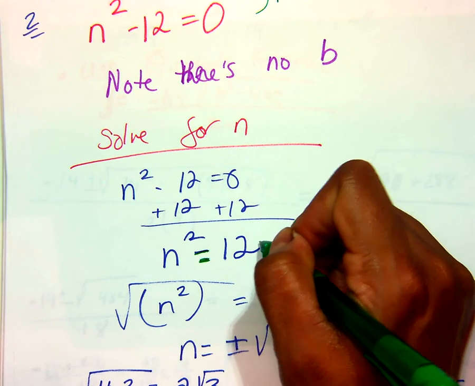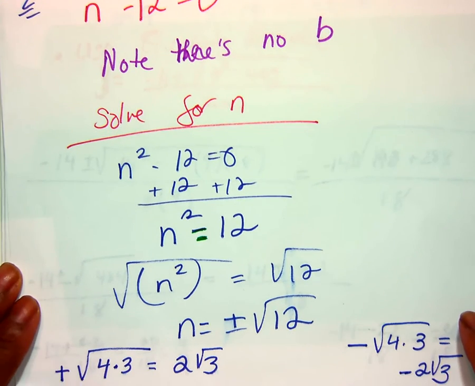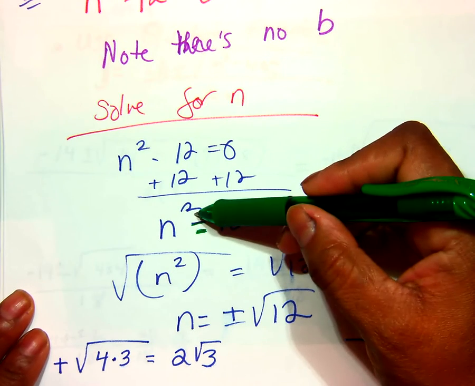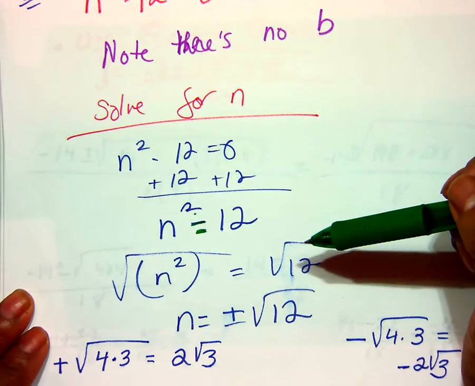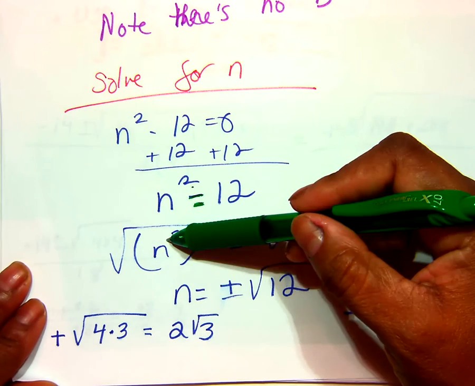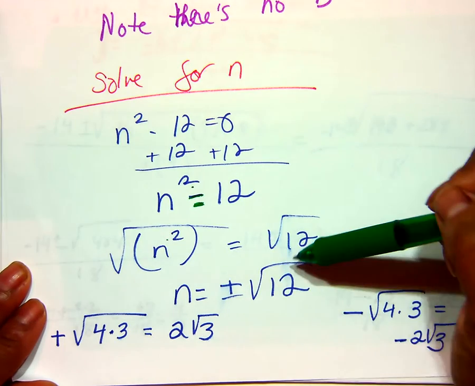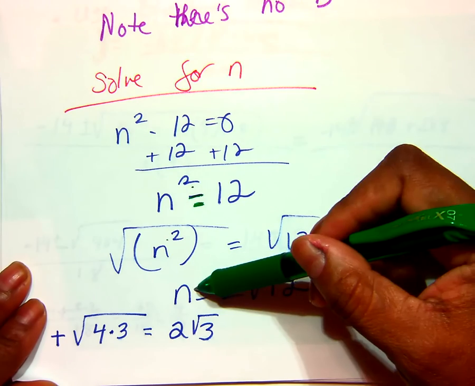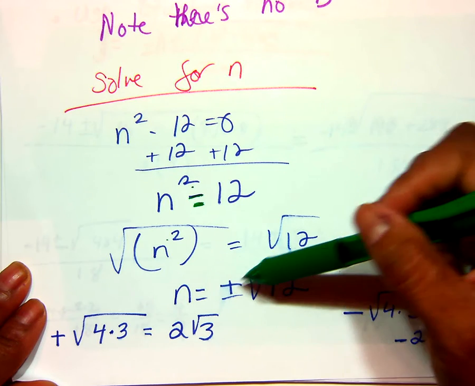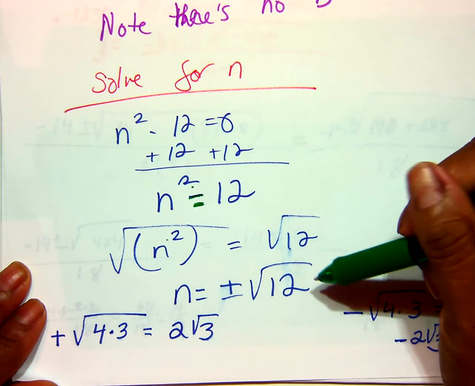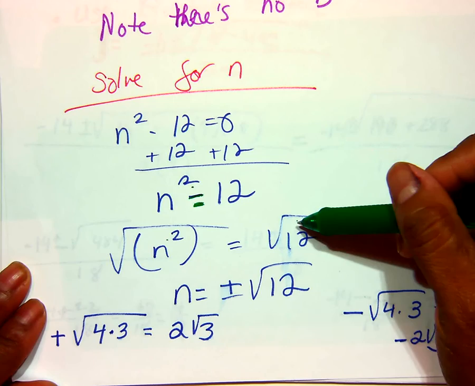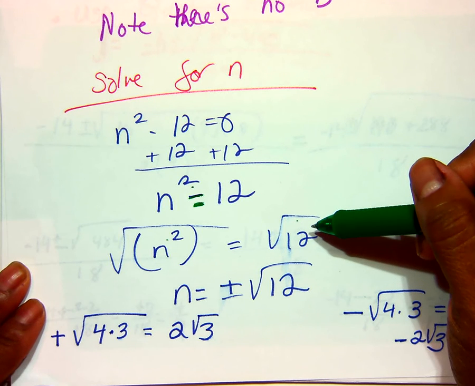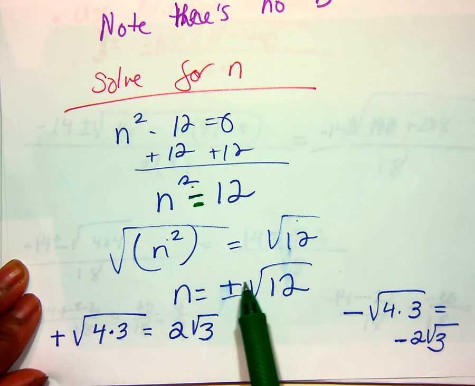N squared equals 12. Well, to get rid of the squared, we have to do the square root, because the square and the square root cancel each other out. So if we do it on one side of the equal sign, we have to do it on the other. Right here, we have n equals plus or minus the square root of 12. Remember, whenever it's a square or a square root, it can be both positive and negative, because 2 negatives give you a positive. Well, let's break it down.